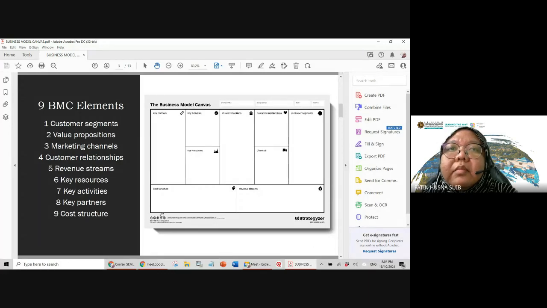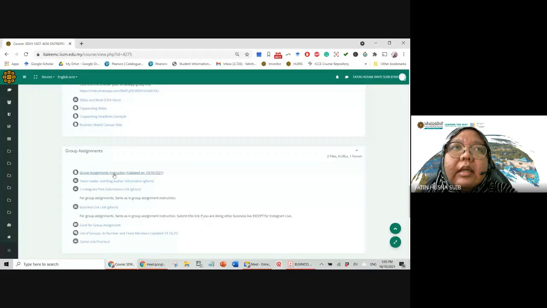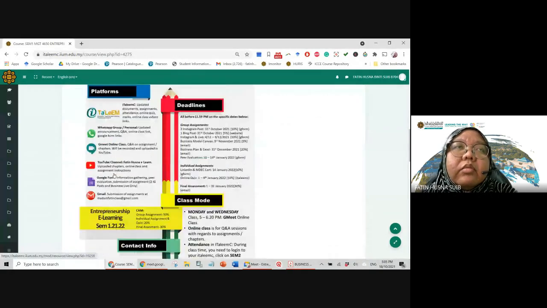The format of BMC is like this. You cannot change it, for example, making this one bigger than this one. Okay, key resources is bigger than key activities? No, it's supposed to be like this only. I think I gave you the, what do you call it, Excel, if you want.